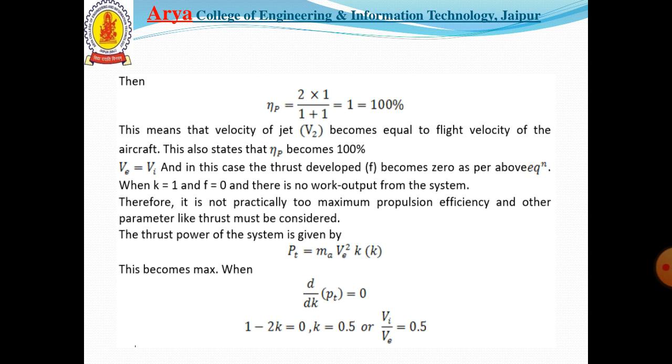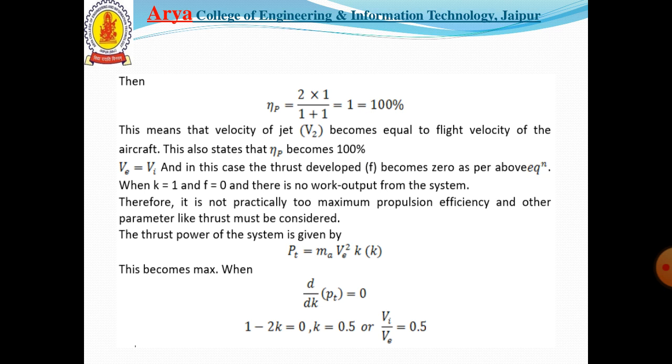Ve equals Vi, and in this case the thrust developed F becomes 0 as per the above equation when k equals 1 and F equals 0, and there is no work output from the system. Therefore, it is not practical to aim for maximum propulsive efficiency, and other parameters like thrust must be considered.